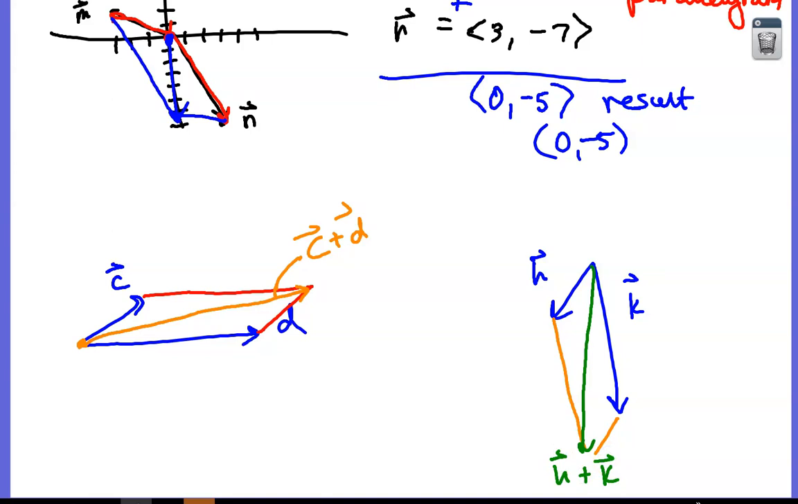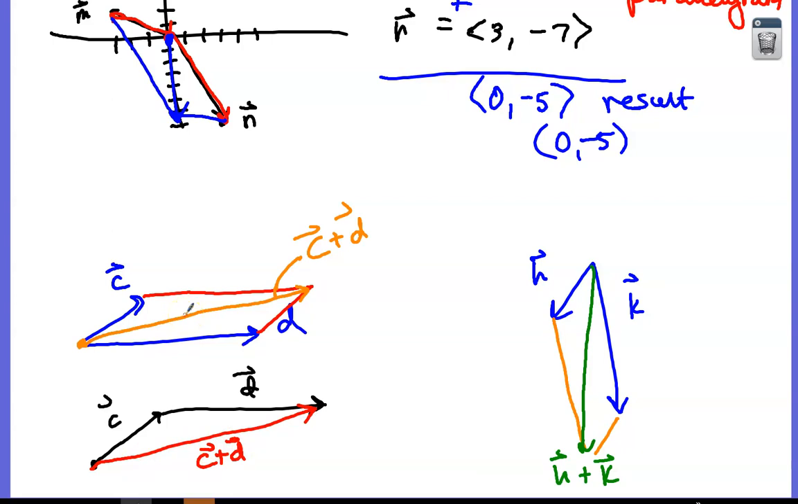If I wanted to do these using the head to tail method, I would have to take the first one, C, and then move. It's almost like I'm copying and pasting D here. See this? And then your result would be the very beginning to the very end. These two vectors, this red one and that orange one, are exactly the same total change. Same thing over here. I could go H, and then I could take K and copy it right on the end of H. And my result would be the vector that goes from here to here. So this orange and that green are both the results. Two different ways: parallelogram method, head to tail method. But basically, you're adding the change in x and you're adding the change in y.